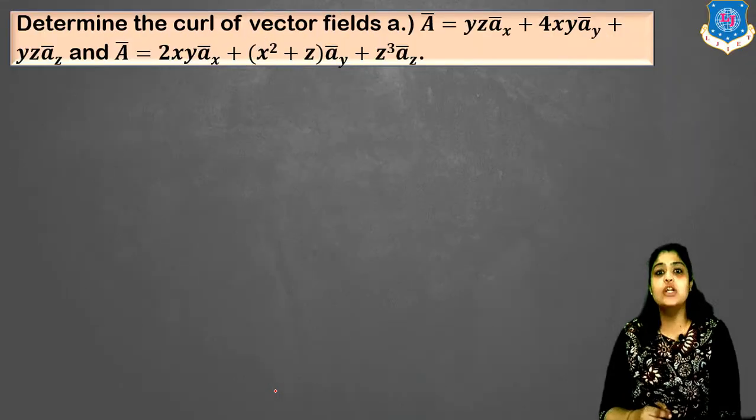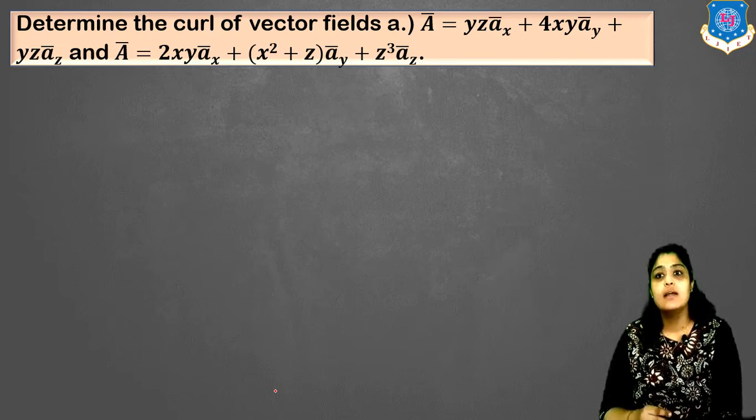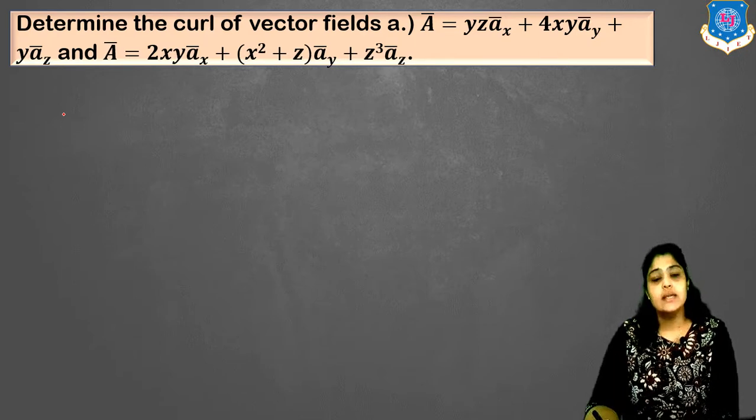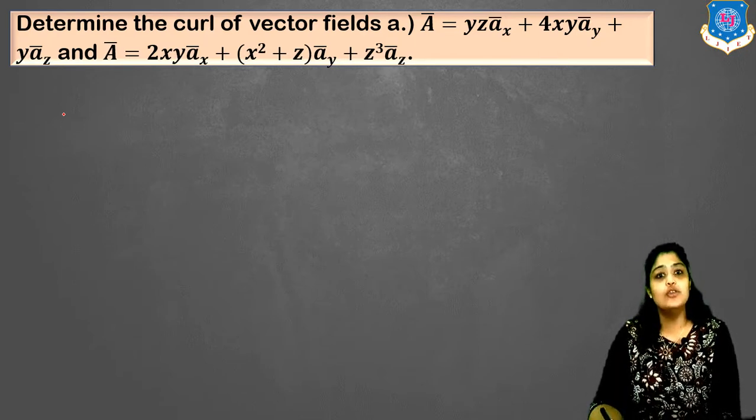Now let's move on to the next type wherein we have to determine the curl of vector fields. Now we've been given two vectors. We have to find the curl of vector A equal to yz a_x plus 4xy a_y plus y a_z, and the second vector is given as 2xy a_x plus (x² plus z) a_y plus z³ a_z. Let's start.